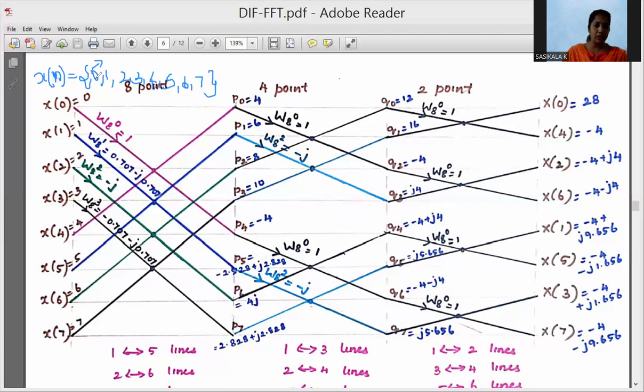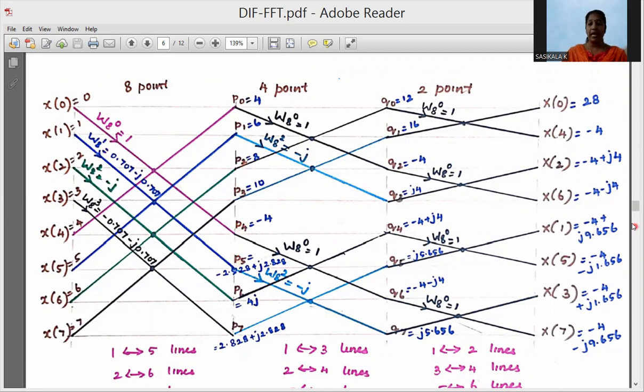So x of 0's value is 0 and x of 1's value is 1. X of 2's value is 2. X of 3's value is 3. And x of 4's value is 4. And x of 5's value is 5. And x of 6's value is 6. And x of 7's value is 7. Okay, so first we need to write x of 0's value till x of 7's value and also the twiddle factor. And now we need to find out the outputs for the 8 point, which is P0, P1, P2, P3, P4, P5, P6 and P7.